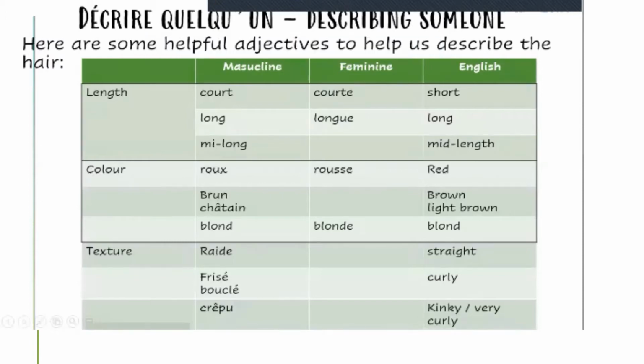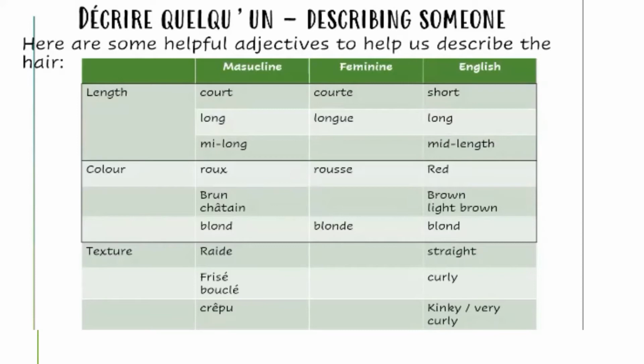They mean short. You use court to describe the hair. You're not going to use court necessarily to describe an individual in terms of their stature. You're going to say petit, all right? So court for the hair. Everybody say long. Long is the masculine, and longue, L-O-N-G-U-E, is the feminine version, okay? But we're focusing on the masculine column because we're talking about the hair, all right? Everybody say mi-long. That's the mid-length here, all right?